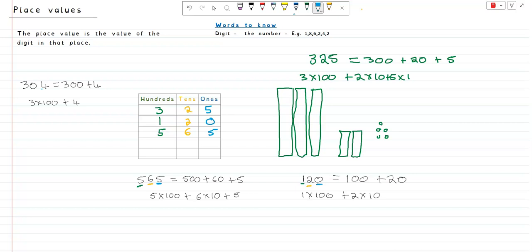So we start with the ones. We have 4 ones. Then we need to see what our tens are looking like. We have 0 tens, so we write down the 0. And then how many hundreds do we have? We have 3 hundreds, which means we write the 3. Okay, so I hope you understand how to do this.